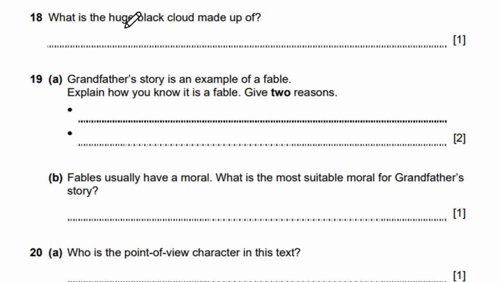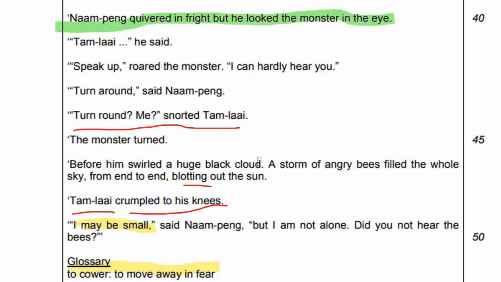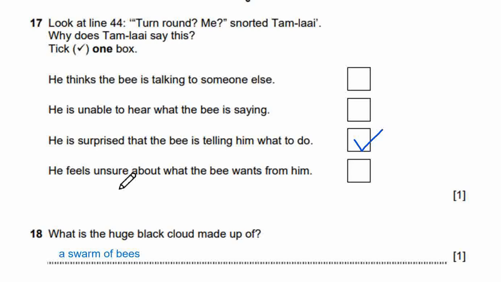A huge black cloud is made up of what? Let's check. Before him, a huge black cloud. When the monster turned around, it is a storm of angry bees filled the whole sky. That is what a huge black cloud is. So we can just type: a swarm of bees.